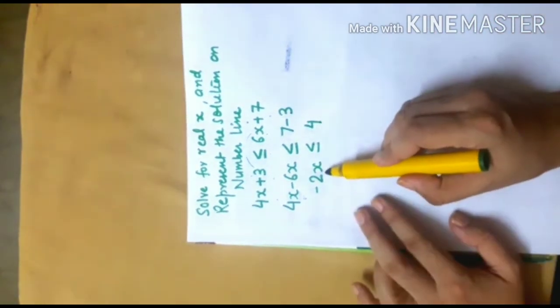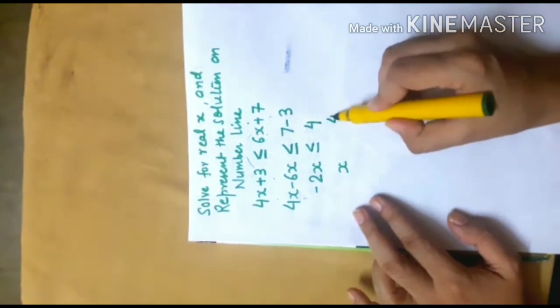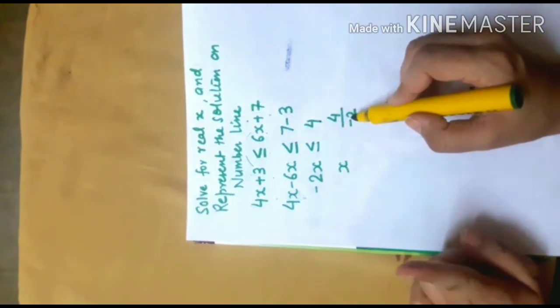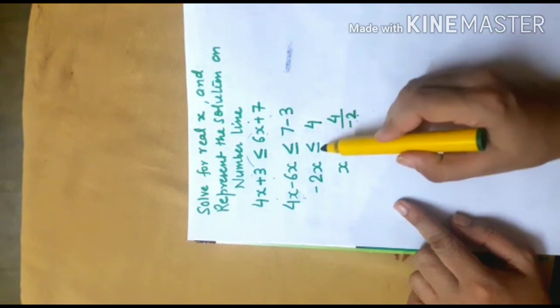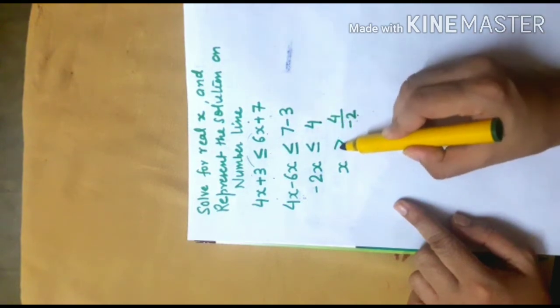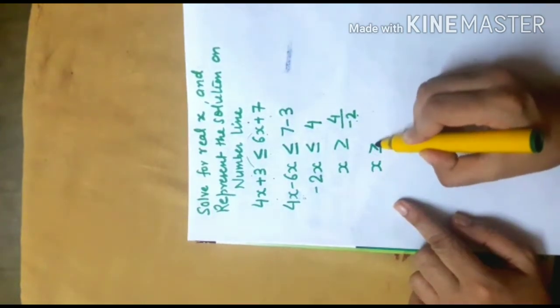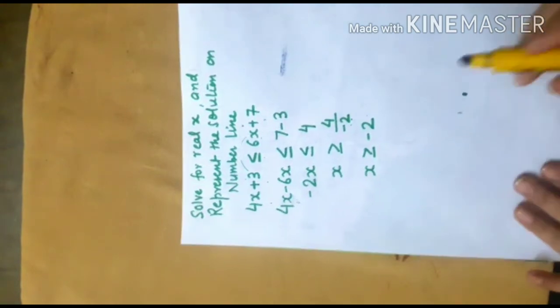Now here I have to get the value of x. So x will be 4 over minus 2. Now note here, I have divided by negative 2. The sign of inequality will get reversed, right? So x will be greater than or equal to minus 2, right?